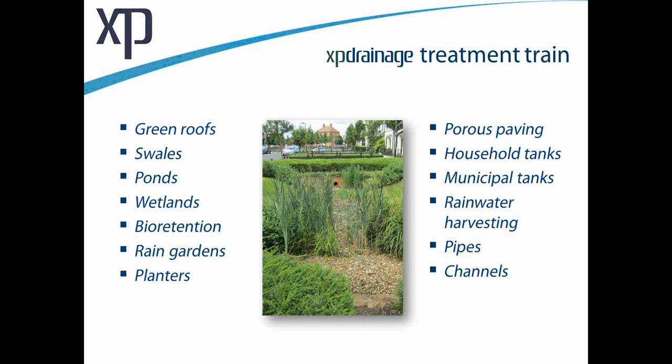XP drainage allows quite a variety of stormwater controls in the treatment train: green roofs, swales, ponds. I won't read them all out, but they should all be there, all the ones you want to use. If you start to find stormwater controls that you do want to use not there, just talk to us and we can always add them in the future.